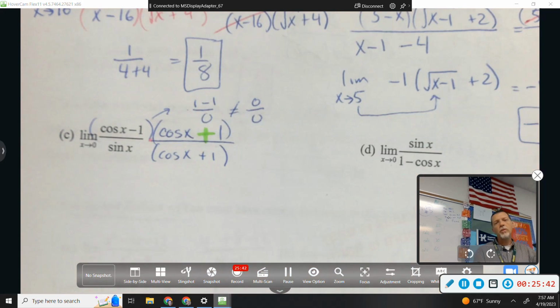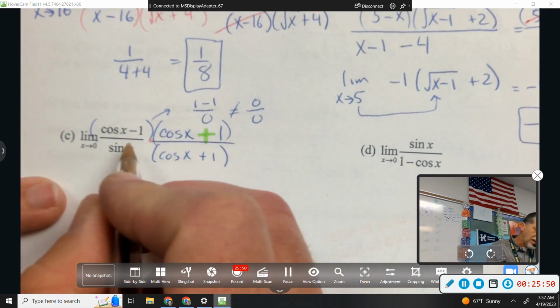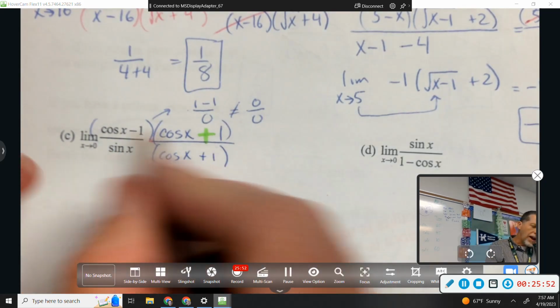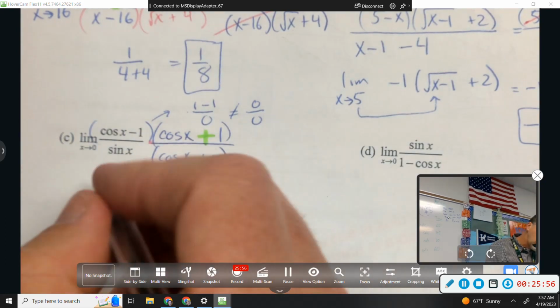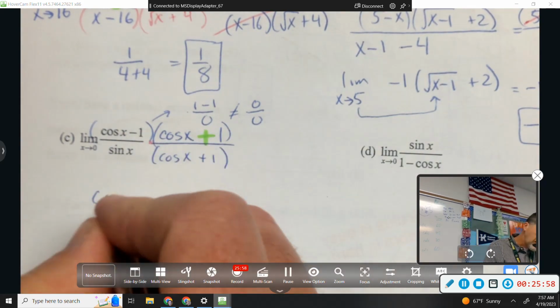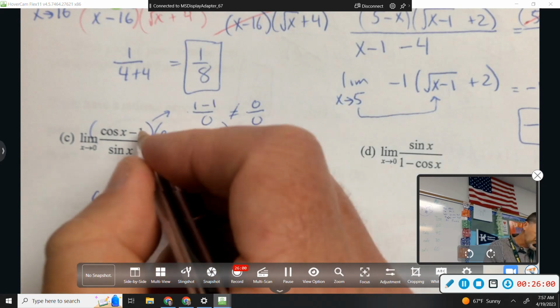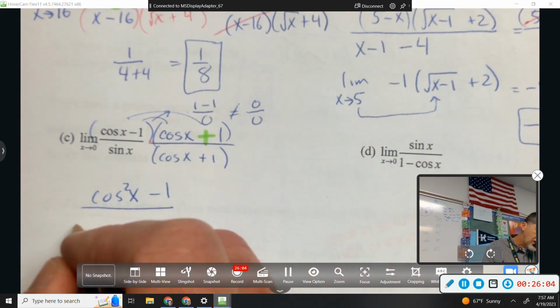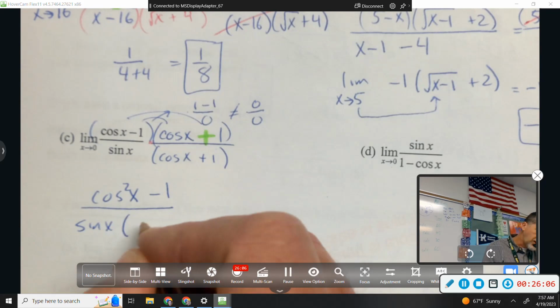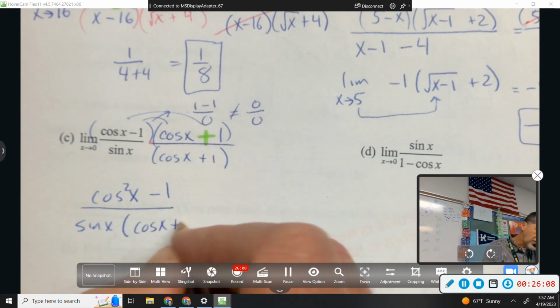Which may seem a little weird, like how in the world is that going to help anything? But it's the magic of conjugates, so let's see what happens. Okay, so we multiply out the conjugate side, we leave the other side alone and hope something happens. So in the top, cosine squared x minus 1, and in the bottom, sine of x times cosine of x plus 1.